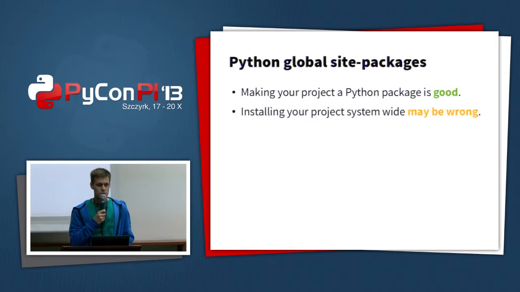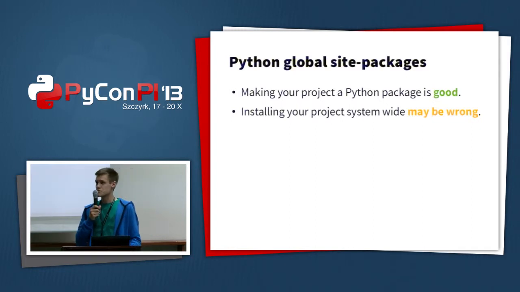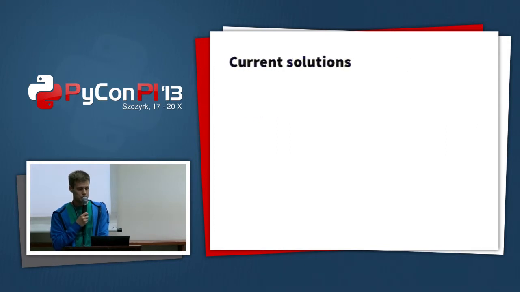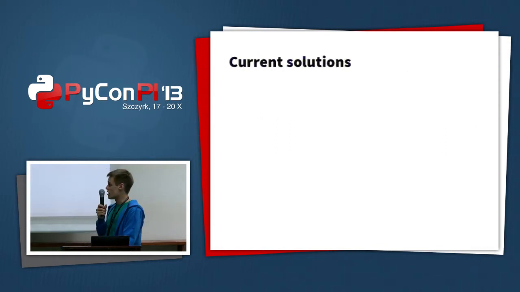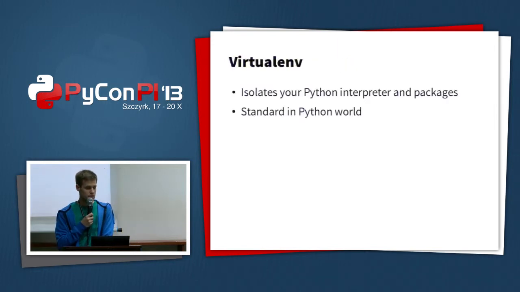On the other hand, making your project installable this way is really good, especially for web projects like Django projects. It's really good to make them a Python package, so you can put it in your own PyPI server and install them later. It's really good, but not globally. Please don't do that. So we've been in the dark ages, and now let's go to the current times.